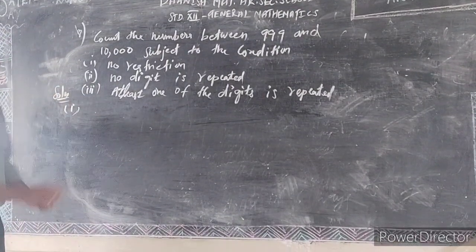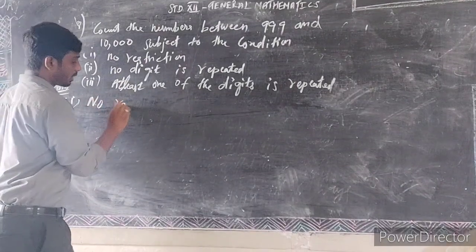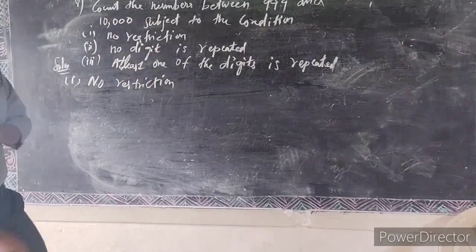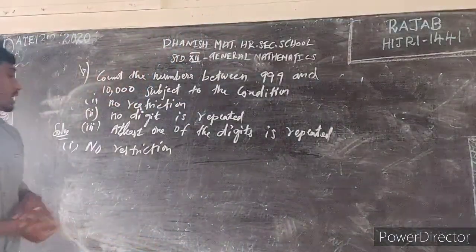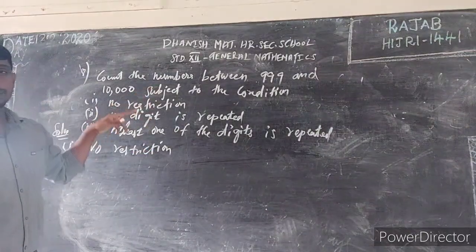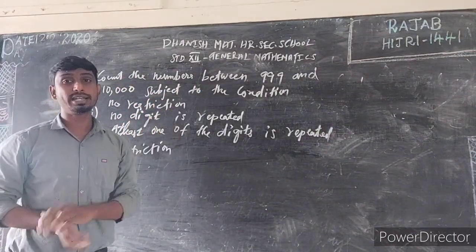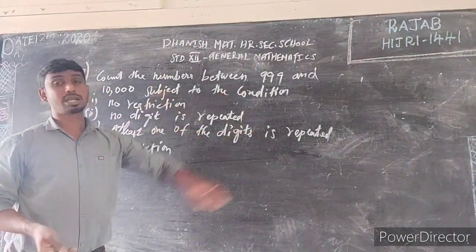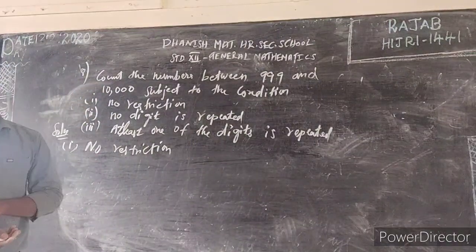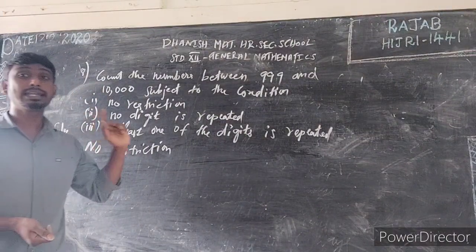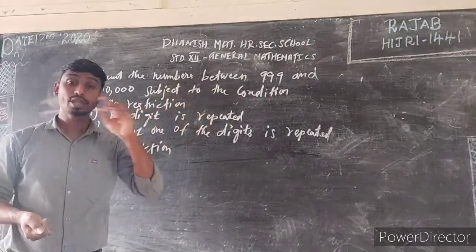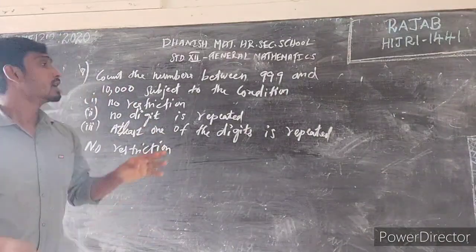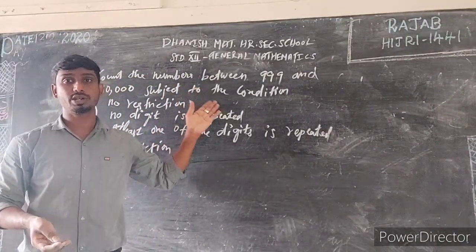No restriction means repetition is allowed. Count the numbers between 999 and 10,000 subject to the condition. So listen here, in between values. Now we are going to find out how many digits the numbers have. There is no mention of how many digits here. In previous sums they gave 3 digit, 2 digit, it was mentioned there, but in this sum there is no mention.